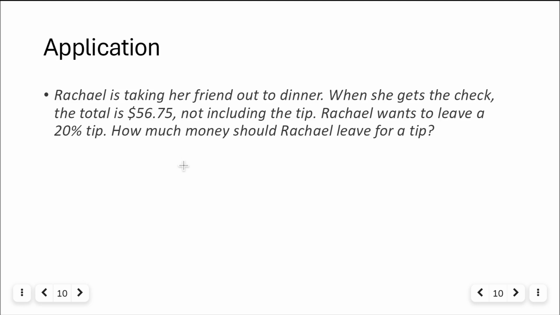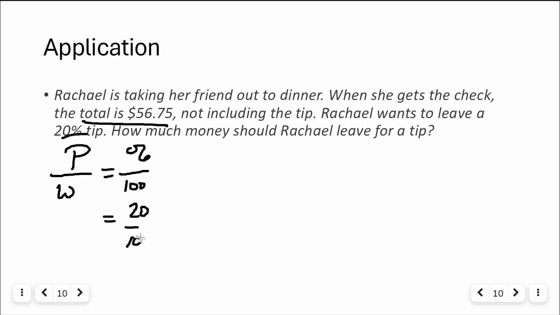So Rachel is taking her friend out to dinner. When she gets the check, the total is $56.75, not including the tip. She wants to leave a 20% tip. And the question is, how much money should Rachel leave for that tip? Okay, so I'm going to do part over whole equals percent over 100, and there's another way to do this as well, which we're going to work on a little bit also.